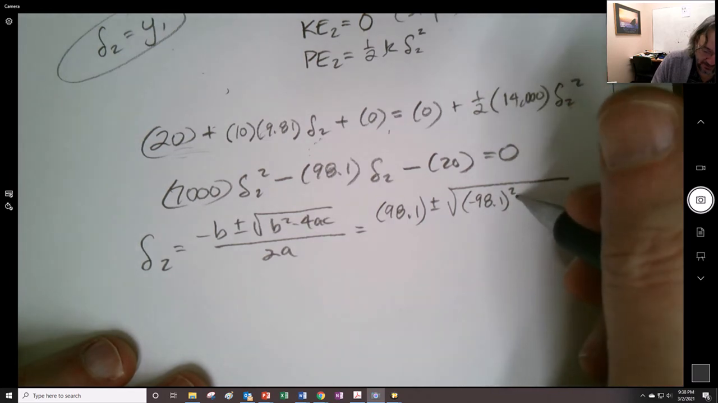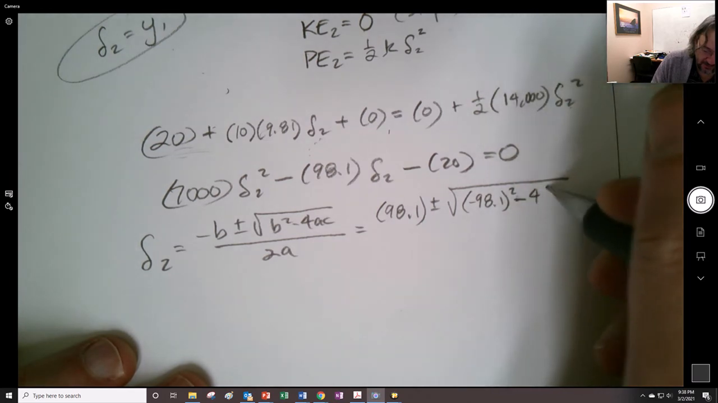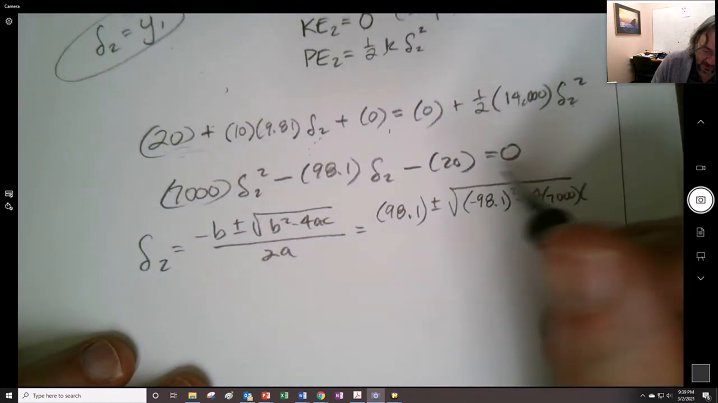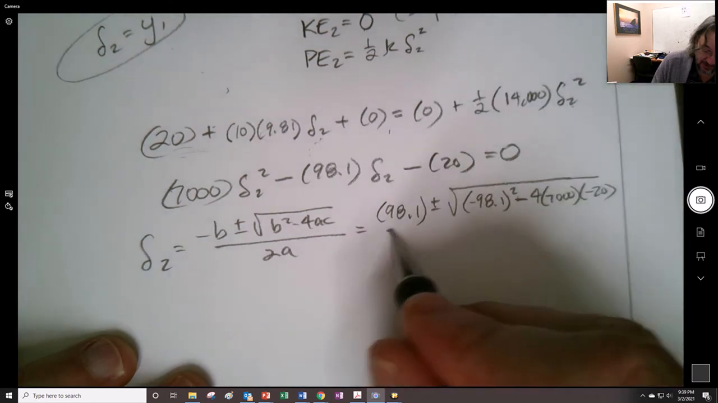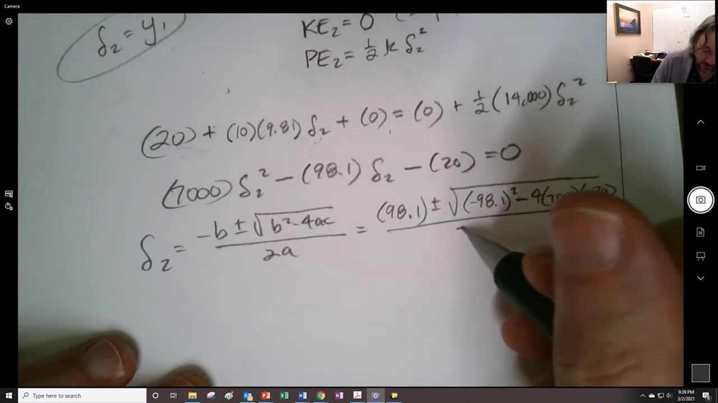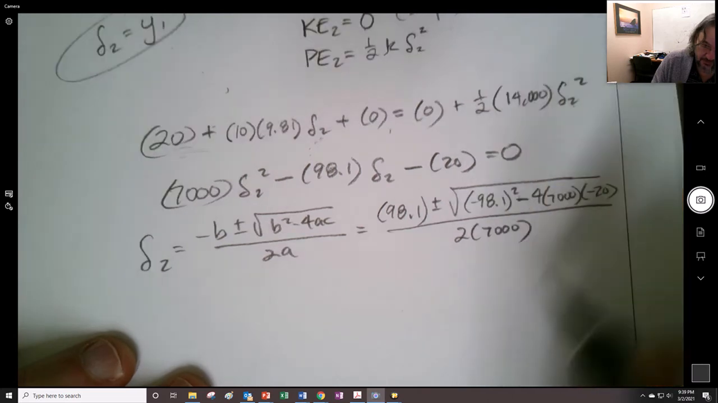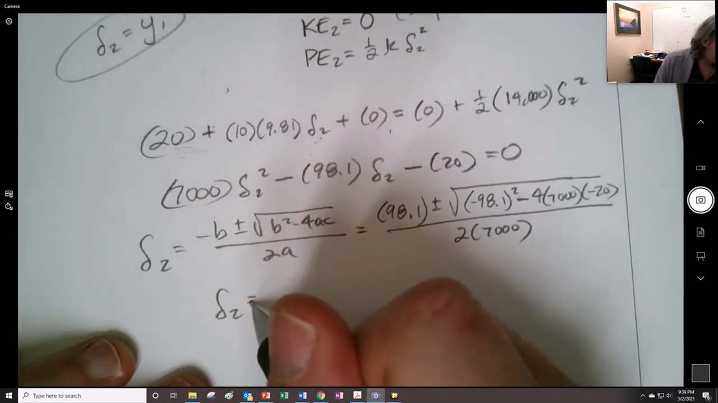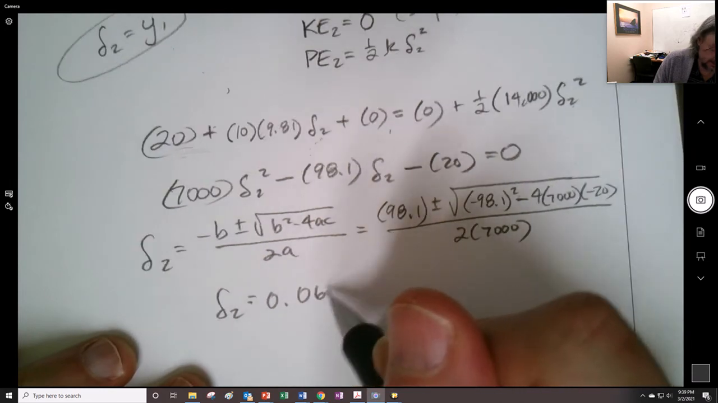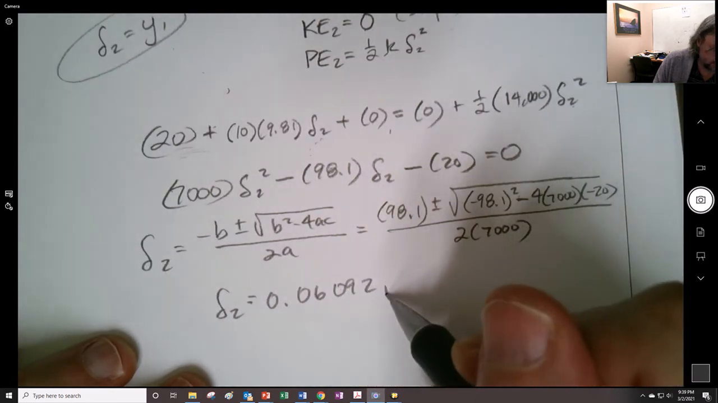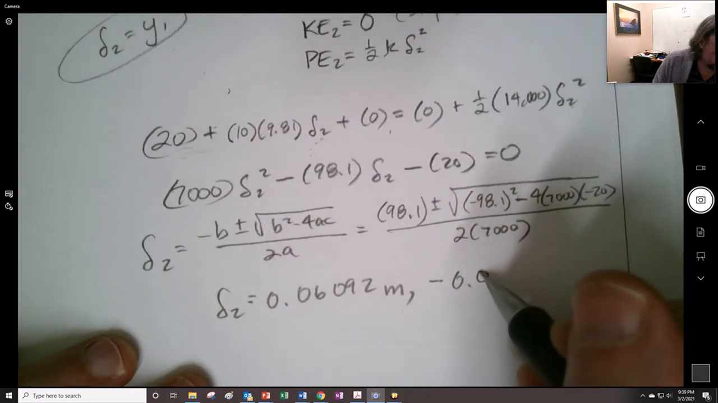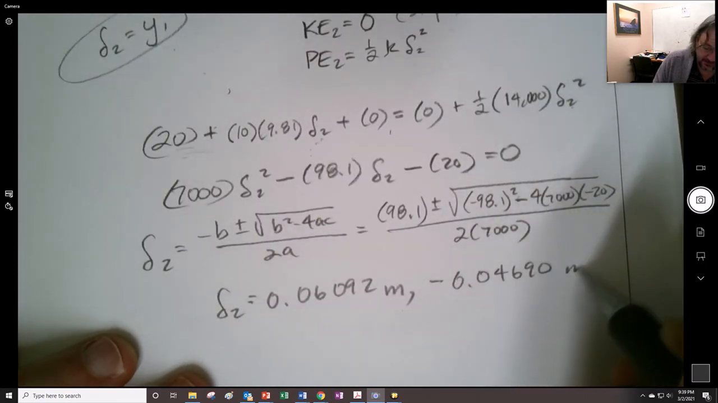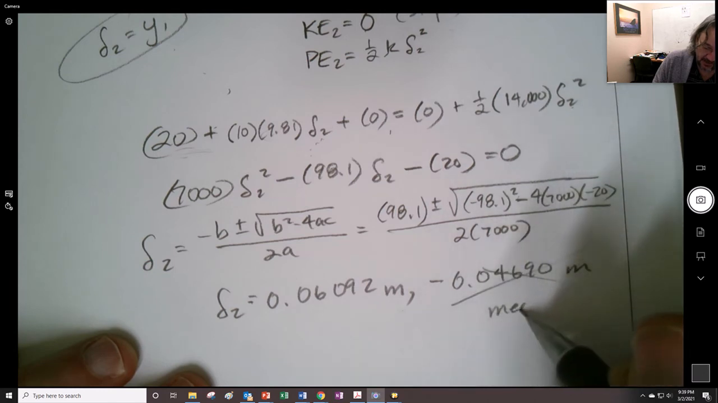I don't know if that's true. Minus 4a, 7,000. C is negative 20, right? So that negative gets rid of that negative, which is good for us because we don't want any imaginary numbers. 2 times our 7,000. We will get 0.06092, and these are going to be meters. And we'll also get a negative 0.04690 meters.